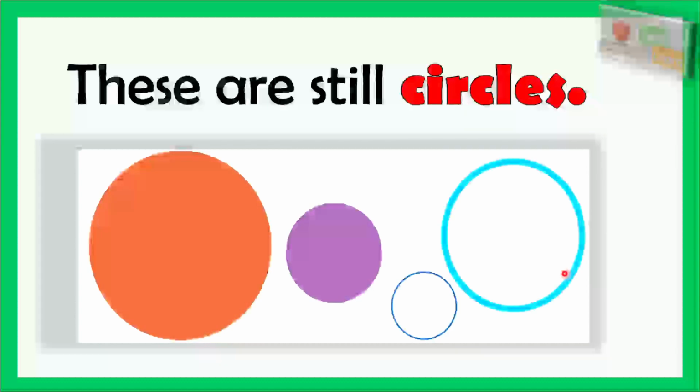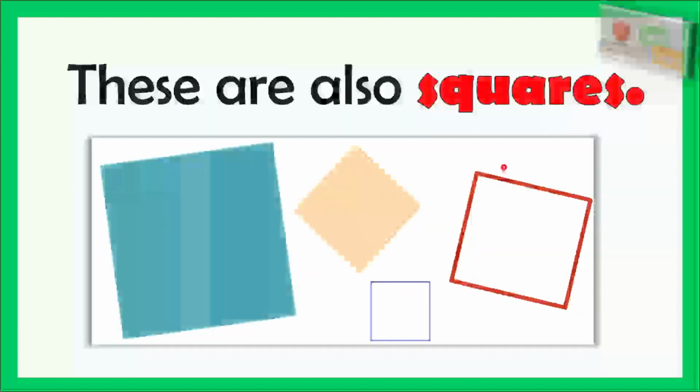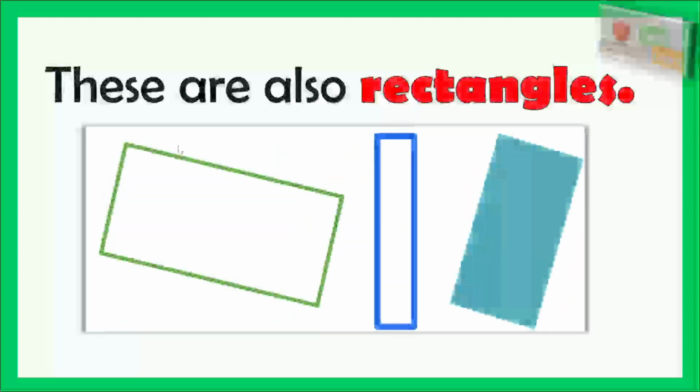These are still circles. So look at the example below. Again, these are still circles in shape. These are also squares. Remember a while ago that the square has 4 equal sides and corners. These are also rectangles.